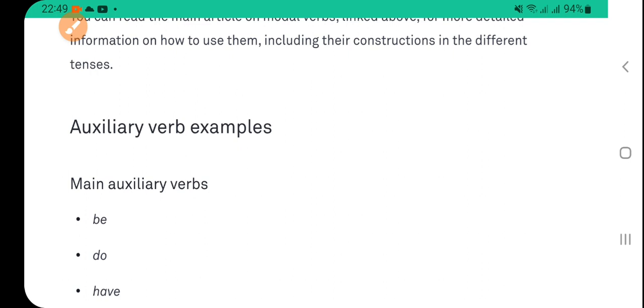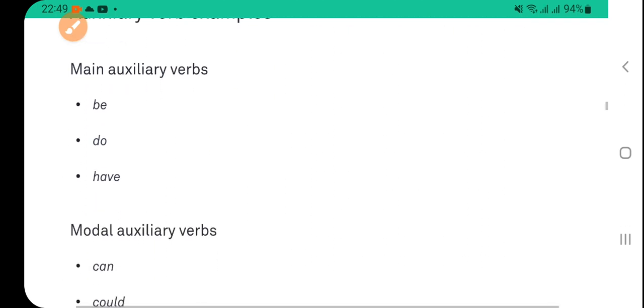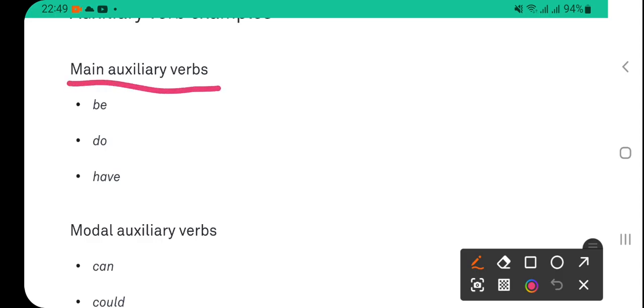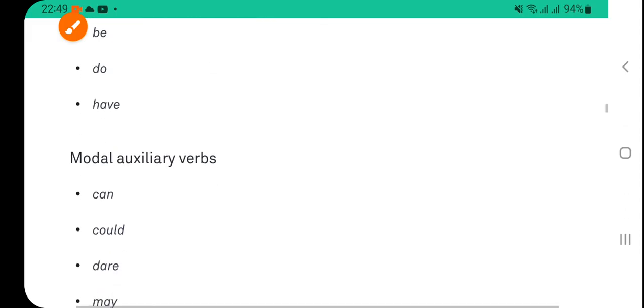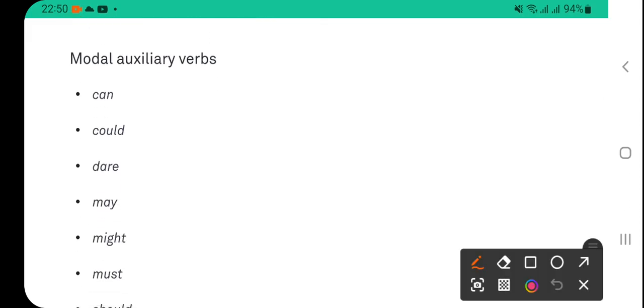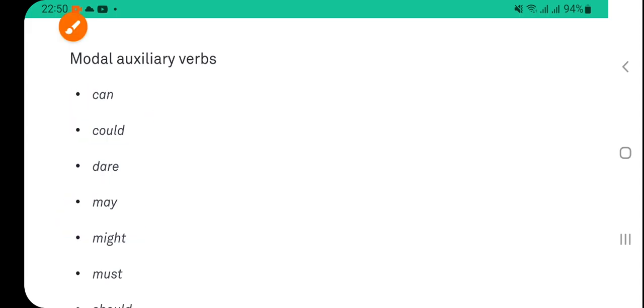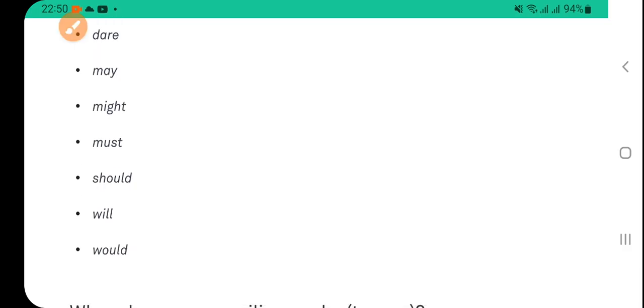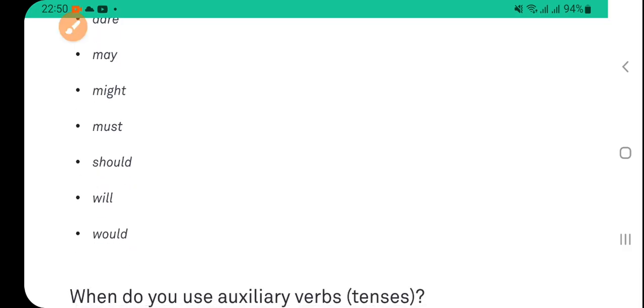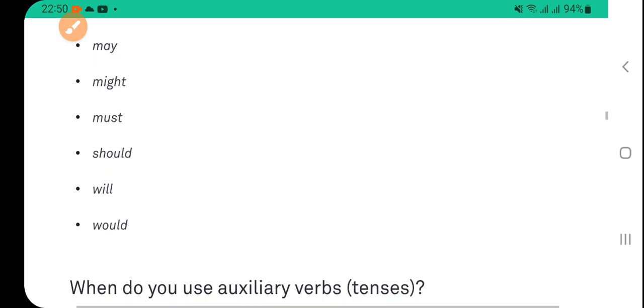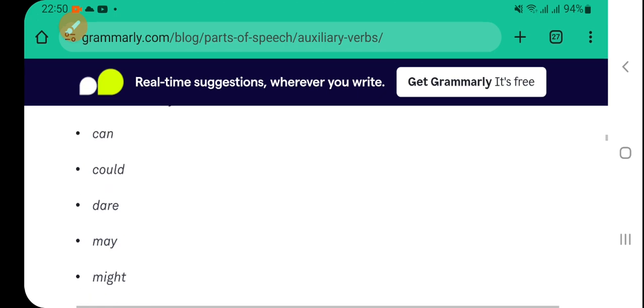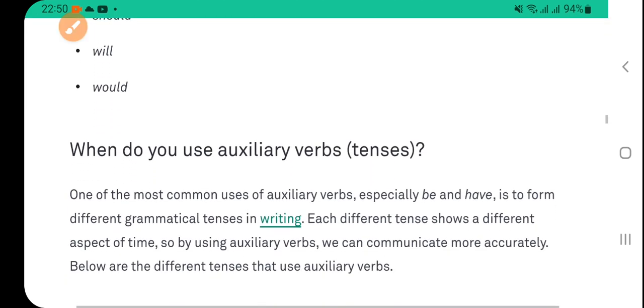Now, these are the main auxiliary verbs: be, do, and have. And these are the modal auxiliary verbs: can, could, these are two; dare, then may, might, these are two. This way you can remember. Dare, and then must and shall, should, will, would, right? So these are the different verbs.